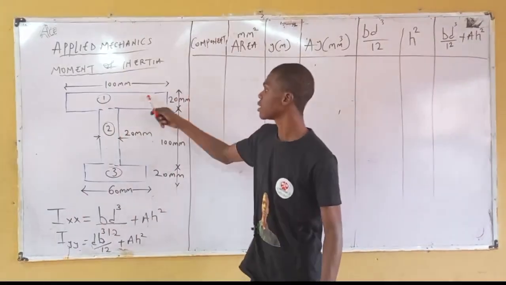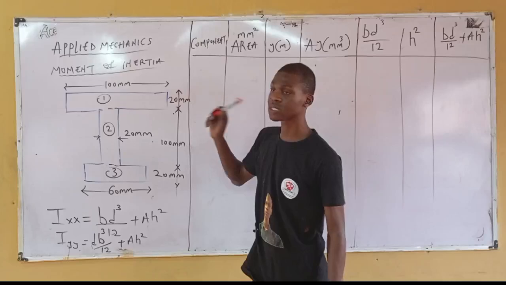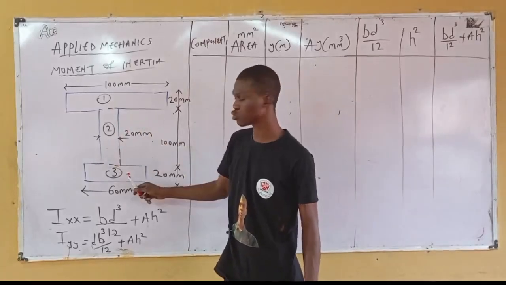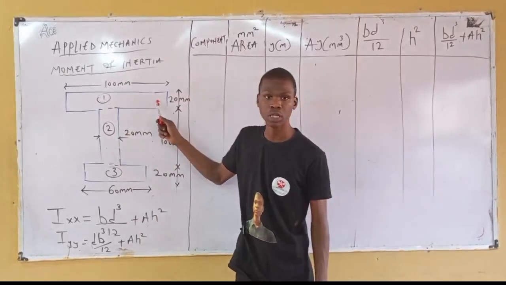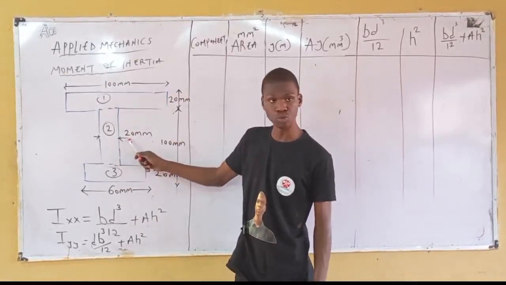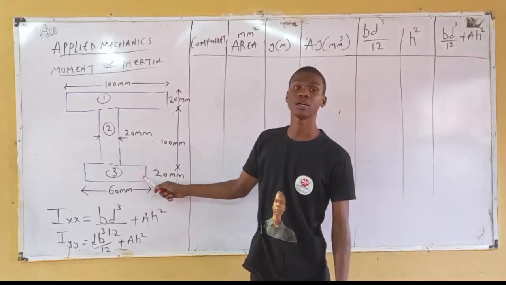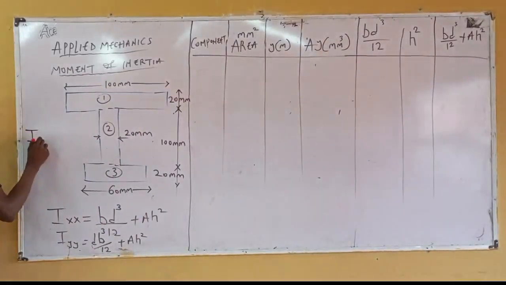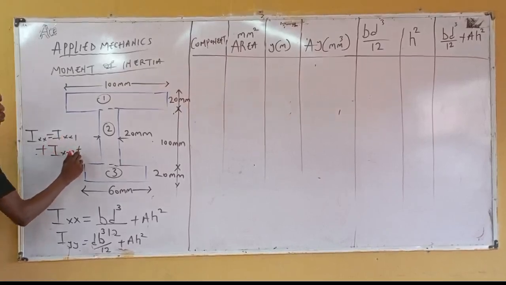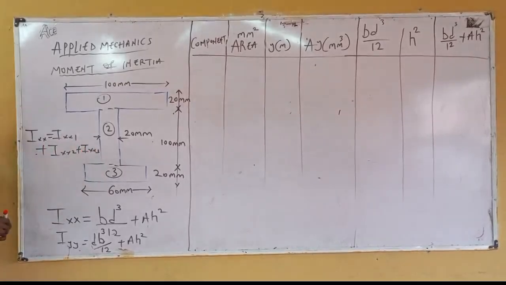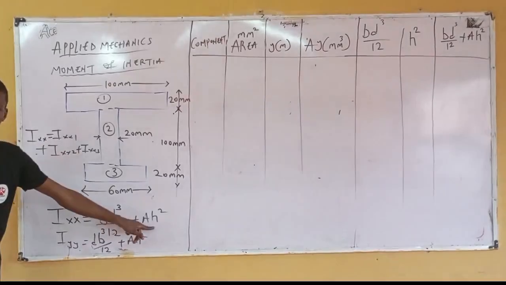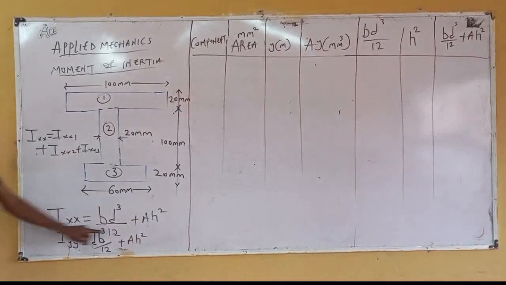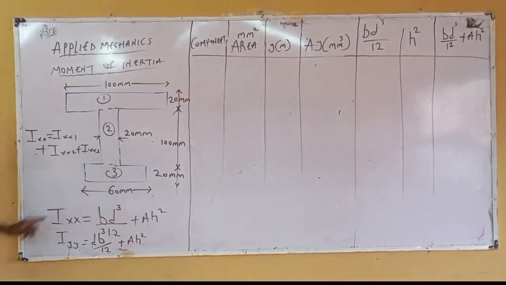Now, what it means is that this question given to you, you separate it into component 1, component 2, and component 3. Meaning for component 1, you get Ixx; for component 2, you get Ixx; for component 3, you get Ixx. Meaning the total Ixx is Ixx1 plus Ixx2 plus Ixx3. You get the message? Now the question is, how do we get Ixx1 using this formula? How do we get Ixx2 using this formula? How do we get Ixx3 using this same formula?